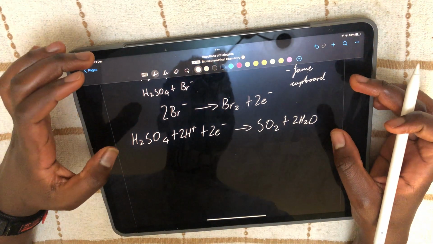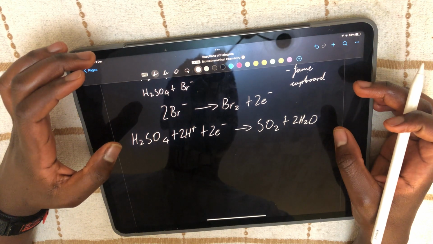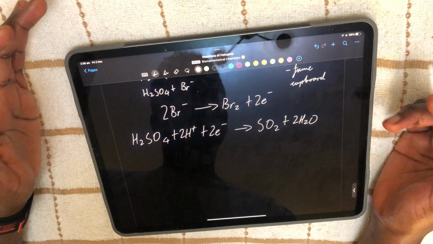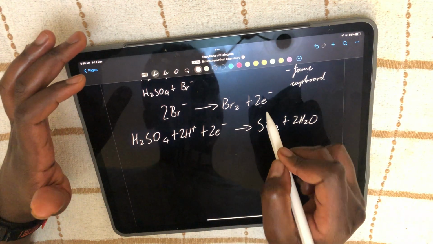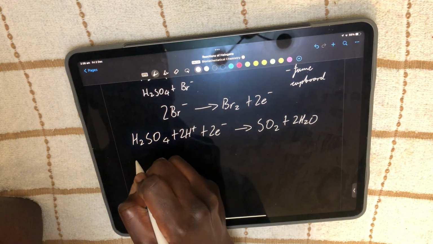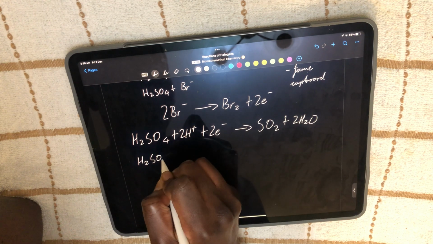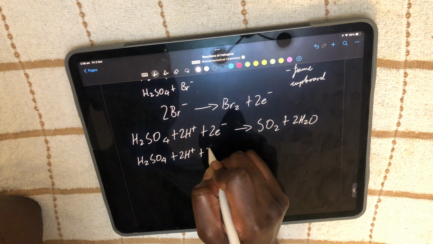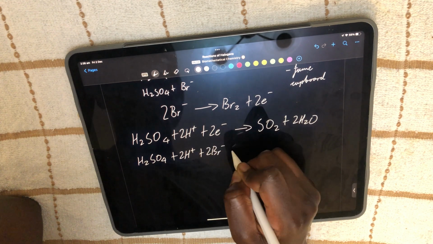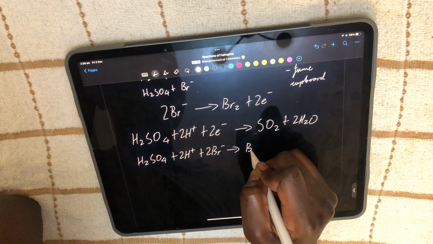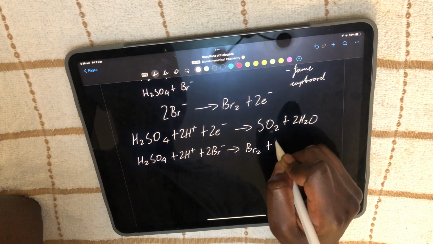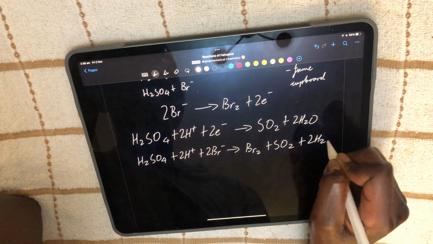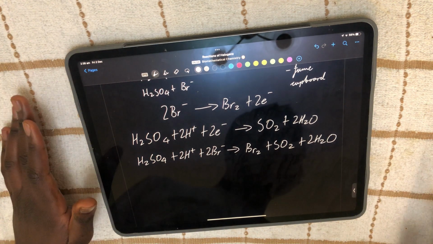What do we do when we have 2 redox half equations? We can combine them together to get one full equation. The electrons on both sides are balanced, so now I can just combine the 2. H2SO4 plus 2H plus plus 2 Br minus. Remember, you don't have to write down the electrons. Goes to form Br2 plus SO2 plus 2H2O.